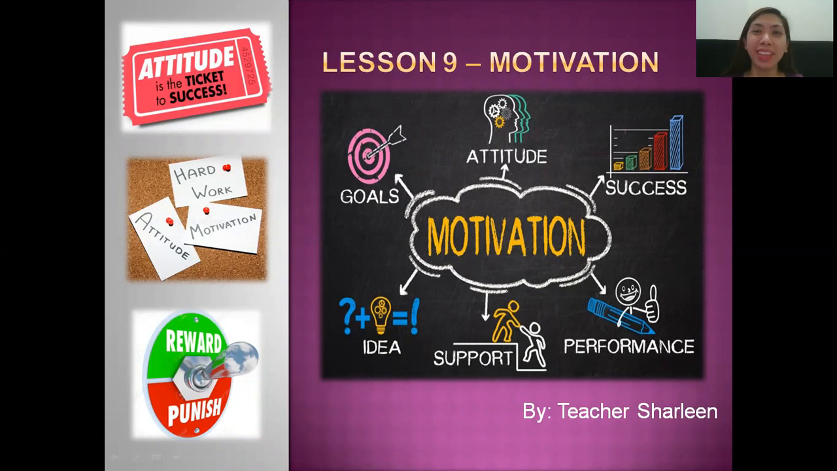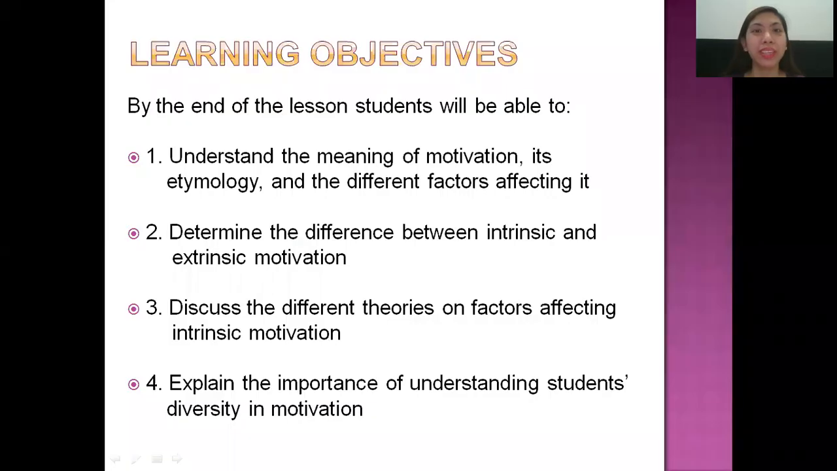We are now on lesson 9 and we will be learning about motivation. For this lesson, we have 4 learning objectives. First is to understand the meaning of motivation, its etymology, and the different factors affecting it. Second is to determine the difference between intrinsic and extrinsic motivation. Third is to discuss the different theories on factors affecting intrinsic motivation. And fourth is to explain the importance of understanding students' diversity in motivation.